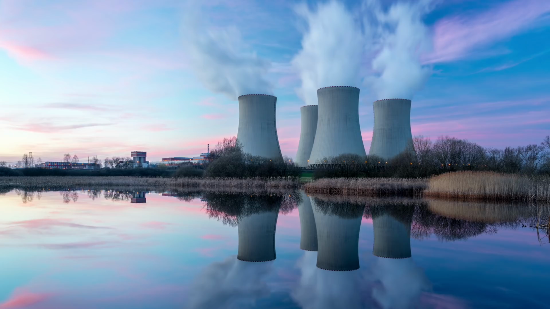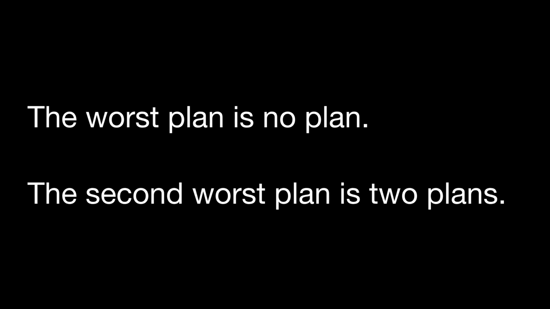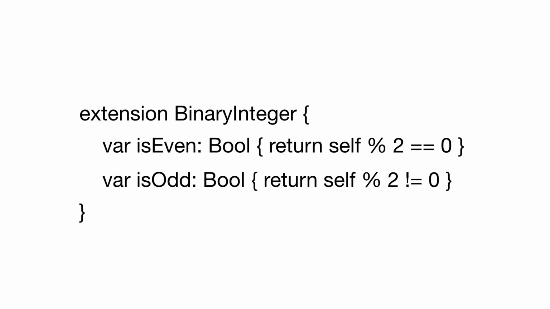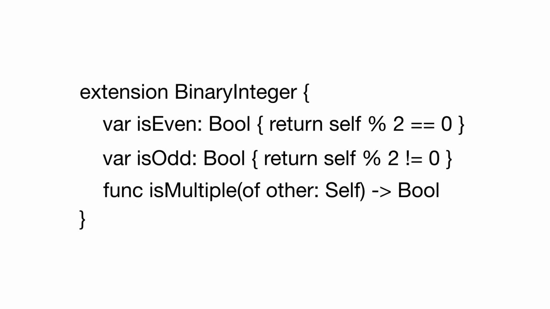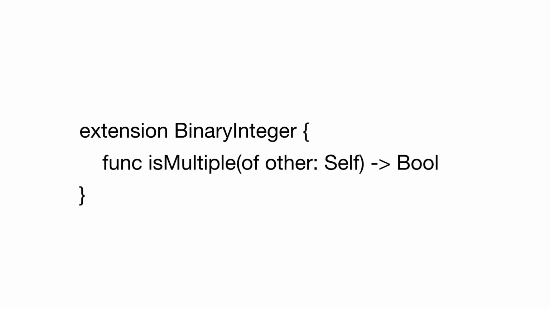As a famous military saying, the worst plan is no plan, the second worst plan is 2 plans. It's often the case that Swift Evolution has 10 plans. And when that works, it works really well. For example, someone put forward the idea of adding 2 properties to binary integer. Is it even or is it odd? As it worked through the forums, folks realized that isMultiple(of:) as a method would be a great addition as well. And what actually happened was, the final implementation was only isMultiple(of:), because it covered isEven and isOdd perfectly well.